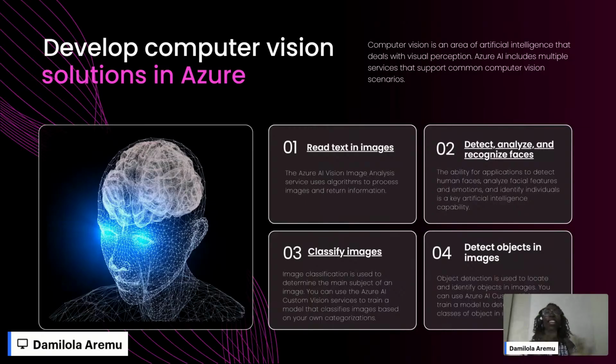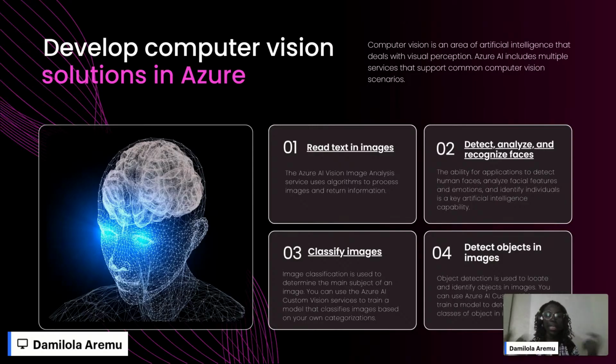Well, computer vision is an area of artificial intelligence that deals with visual perception. So, it's an area of AI that deals with imagery, videos, and that allows AI to receive those things, receive images or interact with images. And in Azure, which is our focus for today, in Azure AI, we have multiple services that support computer vision.